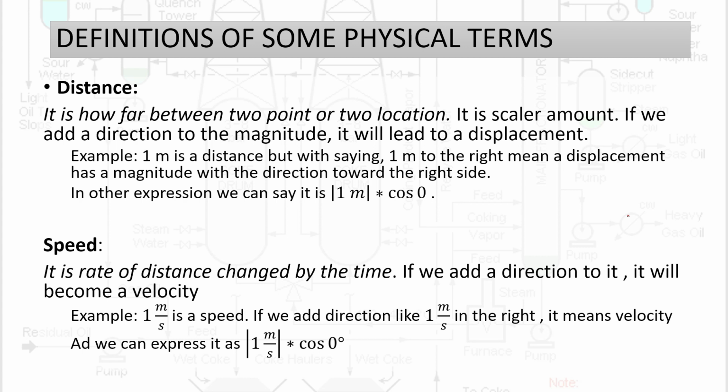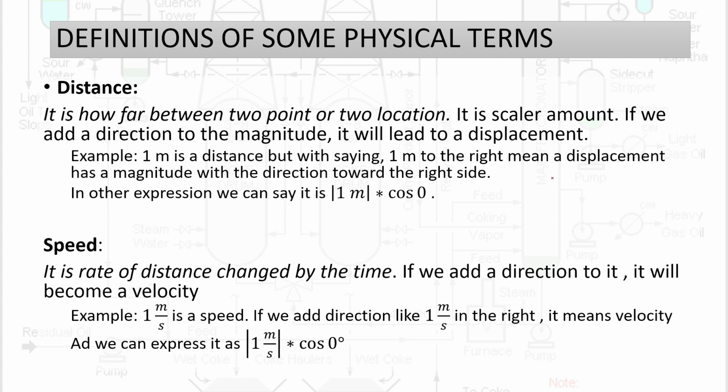Next, speed: it is the rate of distance change with time. How much distance is covered per unit of time. If we add a direction to it, it becomes velocity. So velocity is speed with direction. For example, if I say 1 meter per second, that means speed, but if I add a direction to it, 1 meter per second to the right, I can say 1 meter per second in the right side, or in the positive direction of the x-axis, if you say that in Cartesian coordinates.